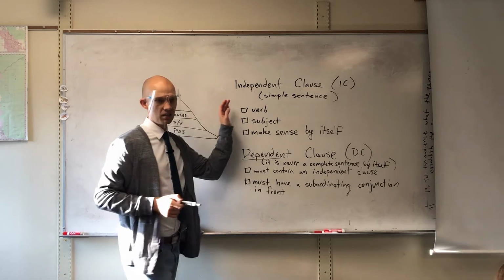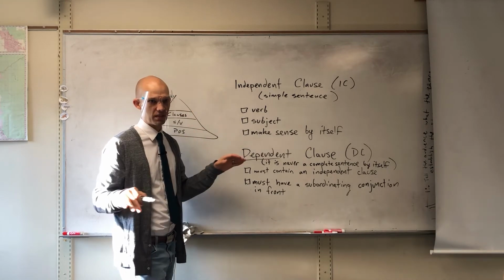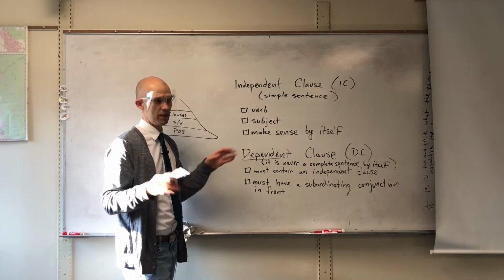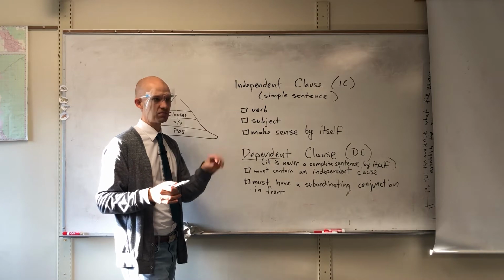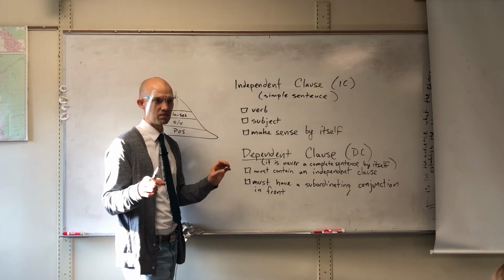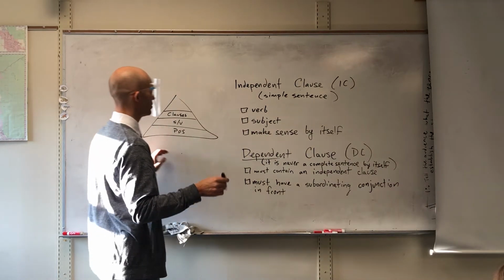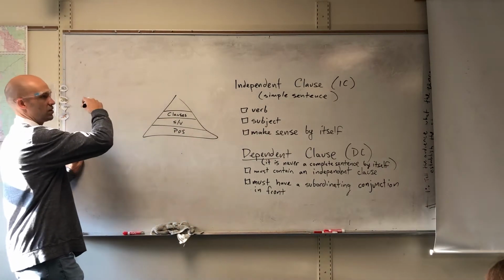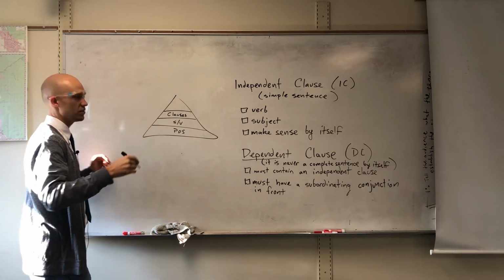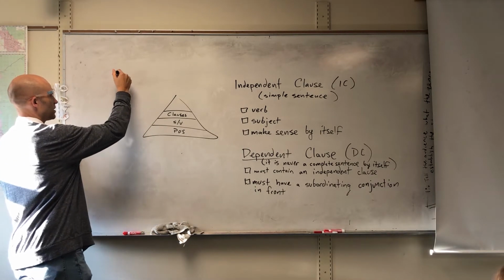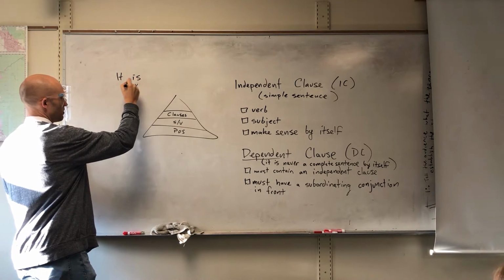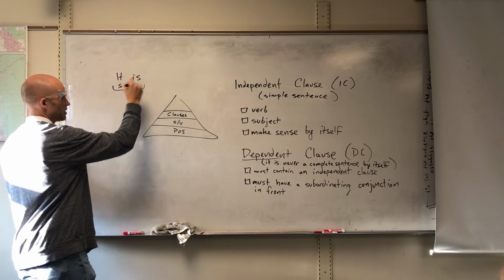So an independent clause was just a simple sentence, just: I go to the store. Go is a verb, I is the subject that's doing it. It's just one simple idea. And we talked about how that could have a bunch of prepositional phrases and other stuff in it, or it could be something as simple as it is, where you have a verb, you have a subject, it makes sense by itself.